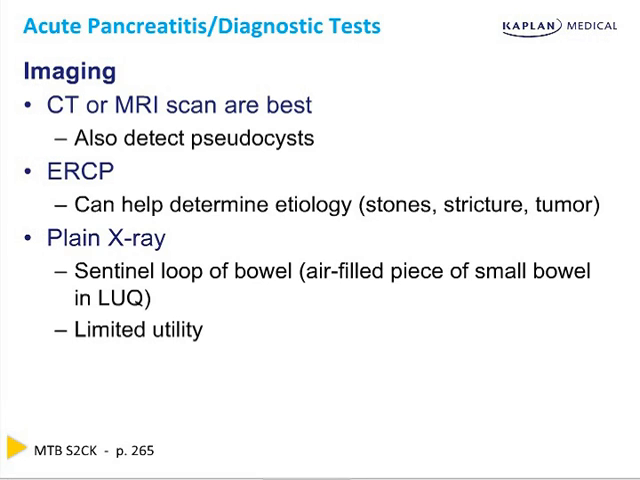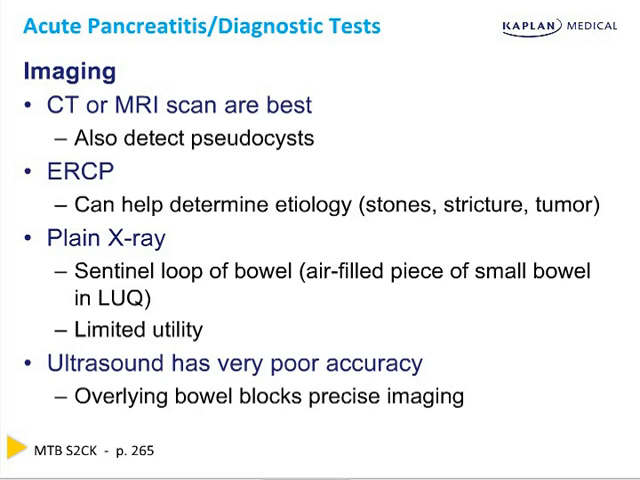A plain flat X-ray of the abdomen, well, it could show you a sentinel loop of bowel. This is an air-filled piece of small bowel in the left upper quadrant, but has extremely limited utility, and we never do it. An ultrasound has very poor accuracy. Why? Because you have overlying bowel that blocks precise imaging of the pancreas and therefore reduces the accuracy of ultrasound.